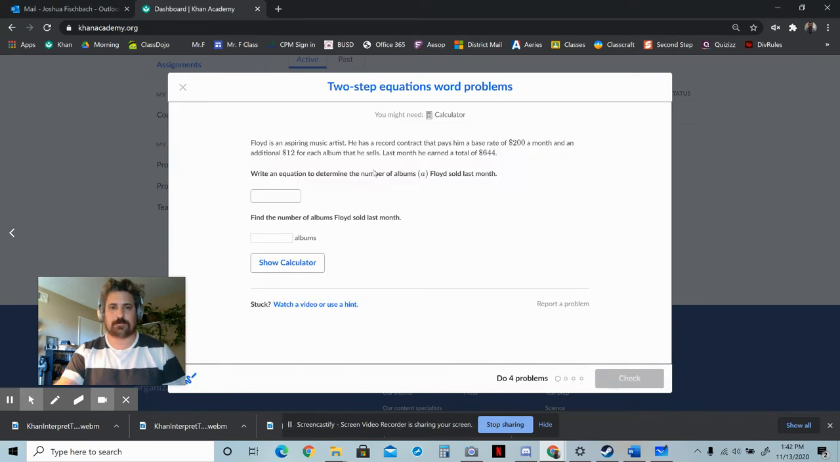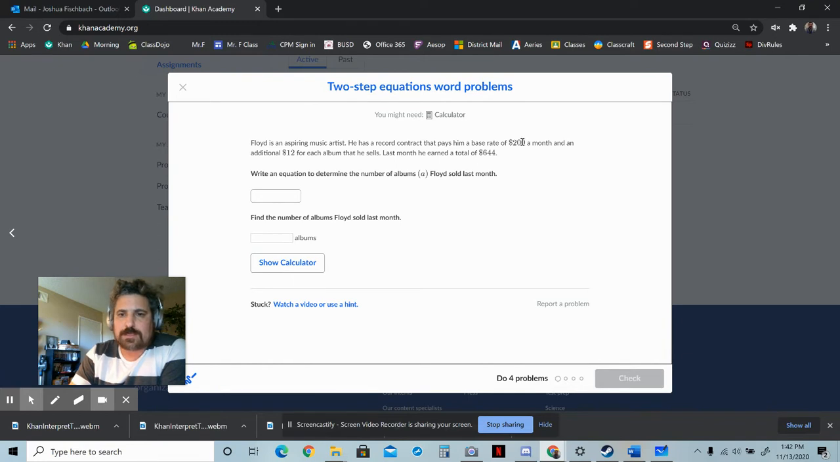Let's go. So it says Floyd is an aspiring music artist. He has a record contract that pays him a base rate of $200 a month and an additional $12 for each album he sells. Last month he earned a total of $644. Write an equation to determine the number of albums Floyd sold last month.